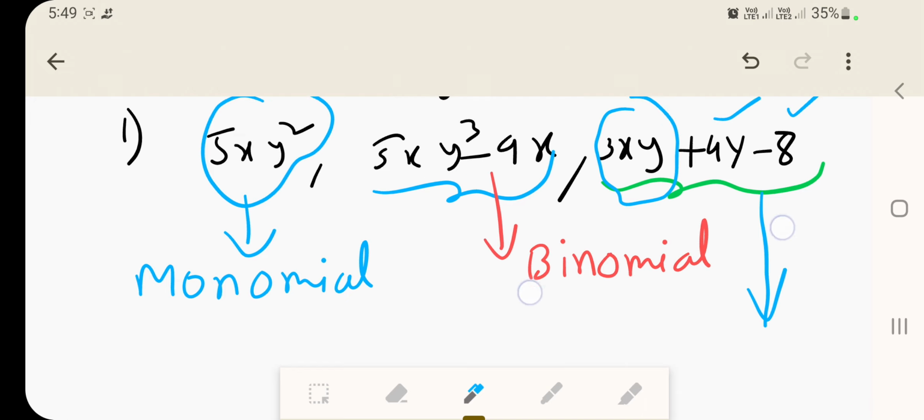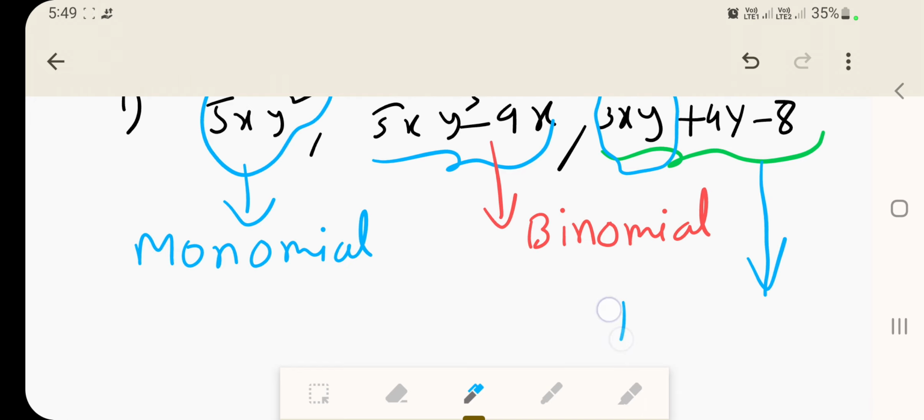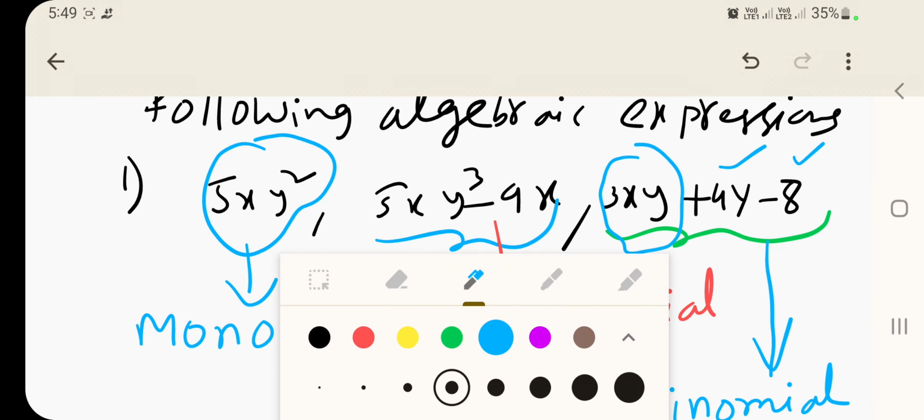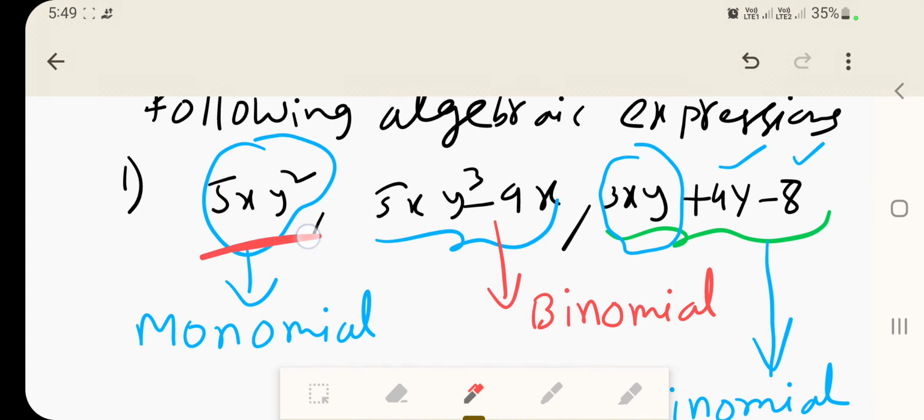Totally three terms are there. Such expressions are called trinomial expressions. Tri means three. So these are called trinomial expressions. If you have a single term like 5xy square, that is called a monomial expression. Monomial, single. Mono means one.